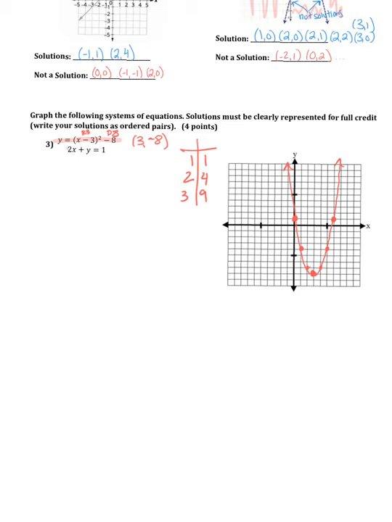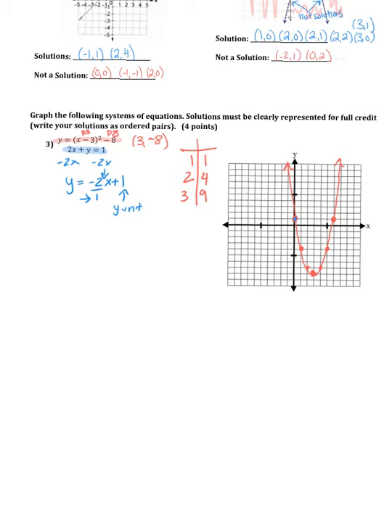The second equation is a line. Now when we're graphing a line, I want to graph it in y equals form. So the first thing I'm going to do is subtract the 2x to the other side. The 1 is my y-intercept, which is my starting point. So I'm going to start at 1 on the y-axis. And then my slope is -2/1, which would be down 2, right 1.